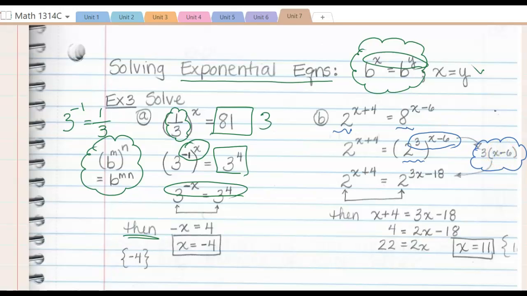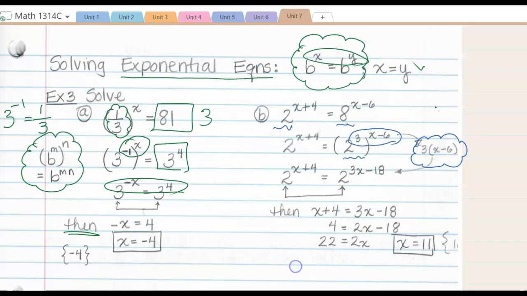I just want to remind you that we want to make sure that we do the distributive property here when we are multiplying. And then that's how we're going to get that I have 2 to the exponent of x plus 4, and over here I have 2 to the exponent of 3x minus 18, because remember we did the distributive property. Now that the bases are the same, then I can say the exponents are equal to each other, and then from here it's linear, and you can go on ahead and solve from here. And you can find that your solution set will be the number 11.